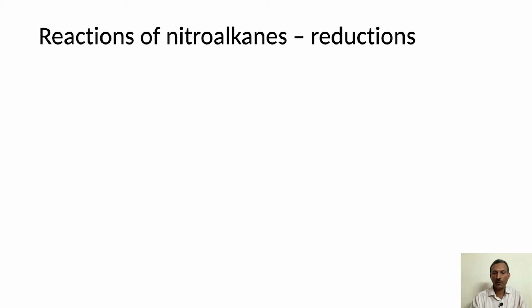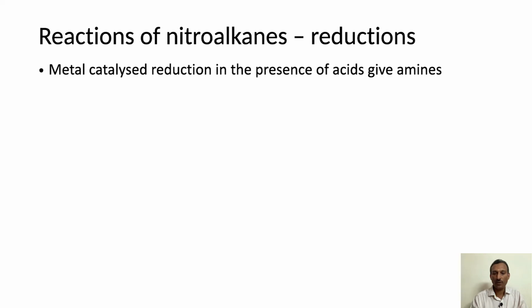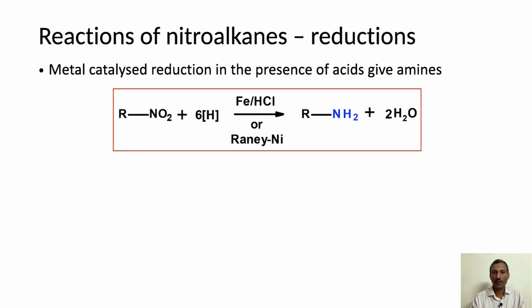So the first one is the reductions of nitroalkanes. There are different types of reductions possible. The first one is the metal catalyzed reduction in the presence of acids, that gives an amine. So nitro compound in the presence of an acid. So this is very important. Iron HCl or nickel can be used to prepare amines. So this is the first reaction. This reaction actually happens in the presence of acids.